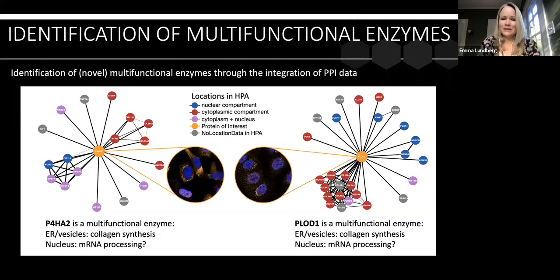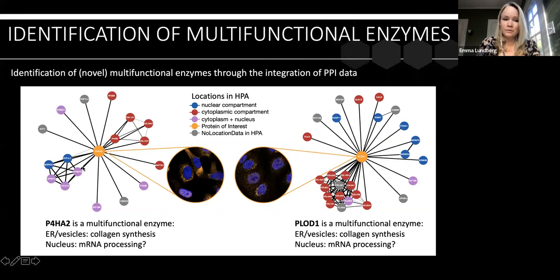But this is a plot I do want to show. So if we see that proteins have multiple locations, how can we figure out if they also perform different functions? And here we've been working quite a lot with protein-protein interaction data, and we actually find protein-protein interaction data and image data very complementary. So this is just two examples of enzymes that are involved in collagen synthesis, and we see them in vesicles in the cell, as you can see here. But we also see them in the nucleus, and this has not been described in literature.